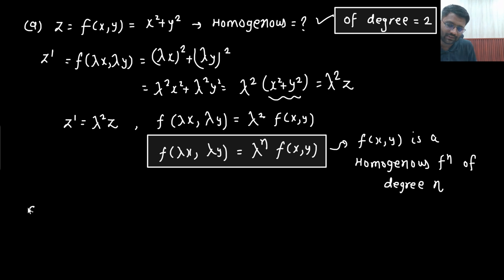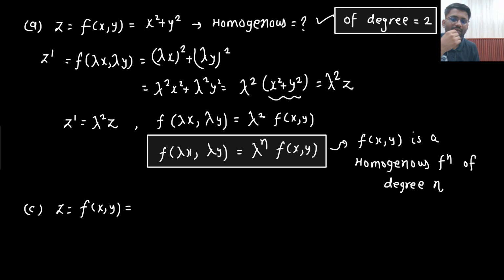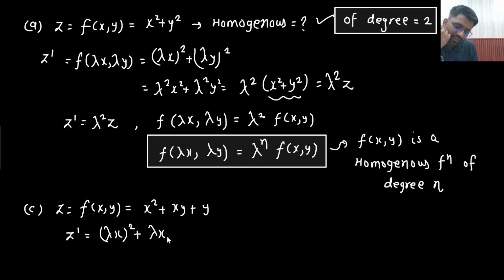Let's take example C. That example was x square plus xy plus y. I am going to find out z dash. In place of x, I will put lambda x, and in place of y, I will put lambda y. What am I getting? Lambda square x square, lambda square xy, plus lambda y.